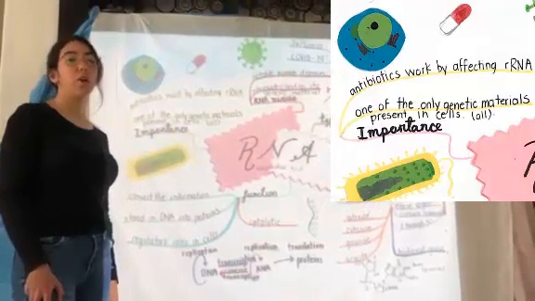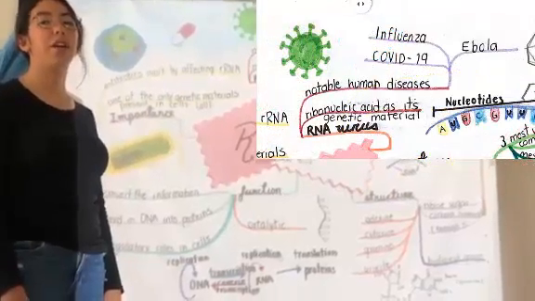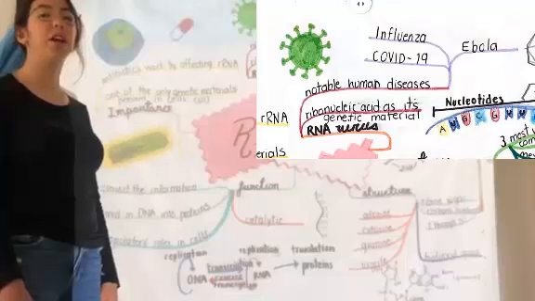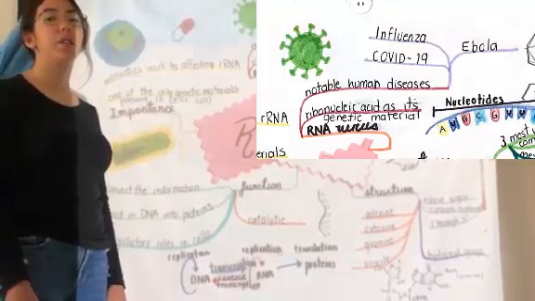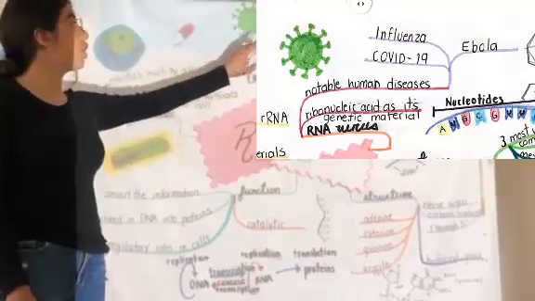Many antibiotics work by affecting RNA. It is a virus that has RNA as its genetic material. Notable human diseases caused by RNA viruses include COVID-19, influenza, and Ebola.